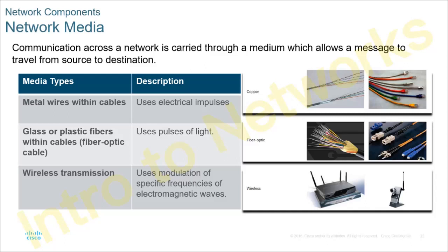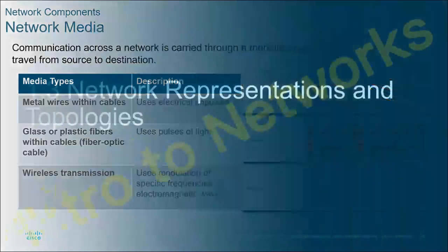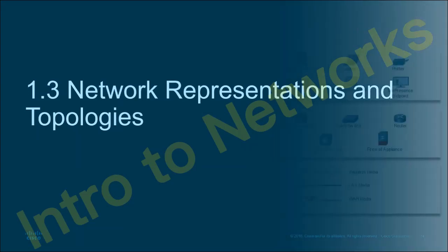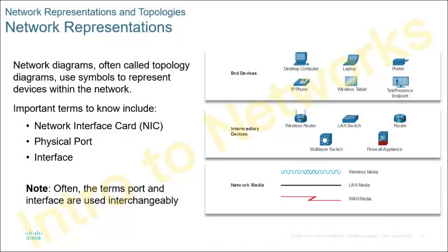So how does everything get laid out? That is the representation and the topology. That's how we define how things are structured. End devices are going to be computers, laptops, printers, phones, things of that nature. Intermediary devices will be, again, switches, routers, wireless devices. Media will be, again, wireless, copper, or fiber optic.